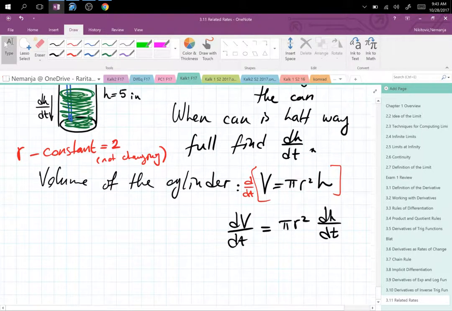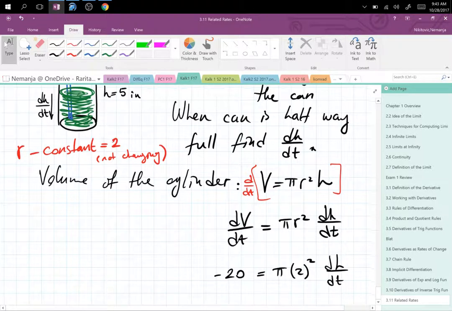So now we have our equation, and it's negative 20 as you take a sip through the straw, pi 2 inches squared, and we are looking for dh/dt.